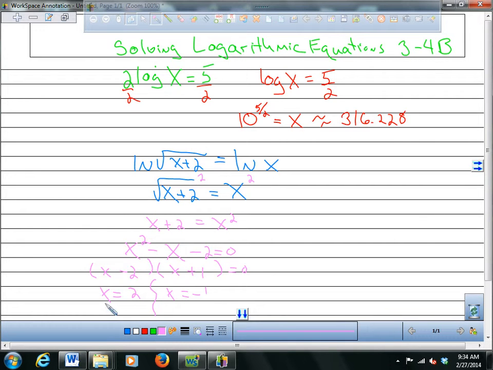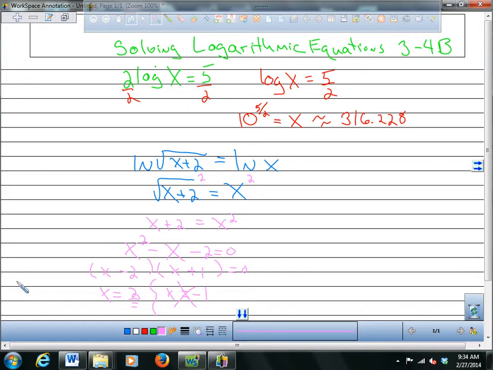And then one of those answers you throw away. Which one? Negative 1. Why? Because the domain of the natural log has to be greater than 0. You can't take the log of a negative number. So you throw this one away, and that's your answer. Okay? Good? So that's how you do that one.